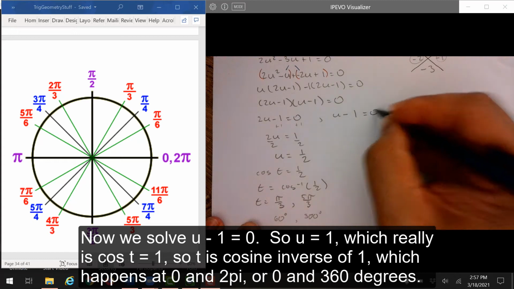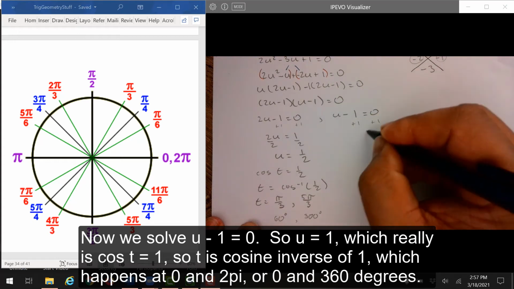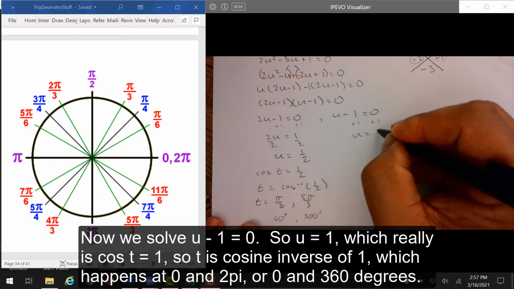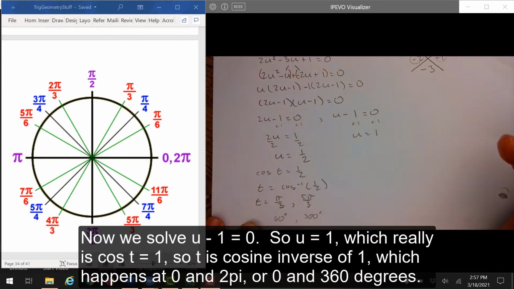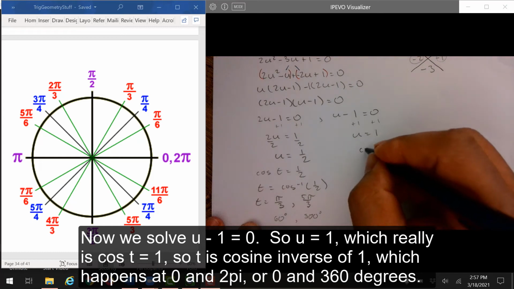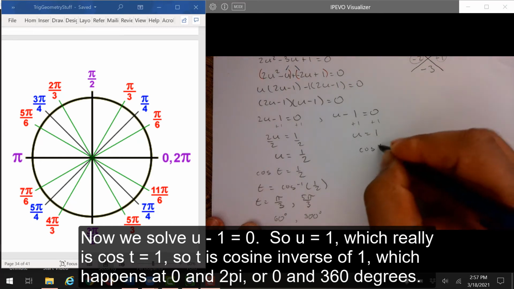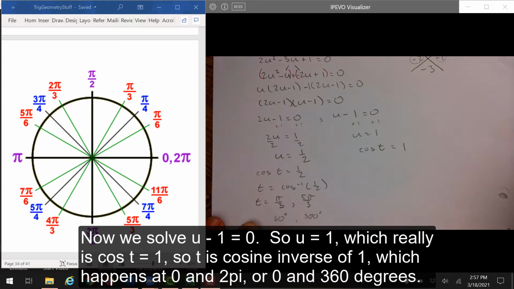Now we solve u minus 1 equal to 0. So u minus 1, which really is cosine t, equals 1. So t is cosine inverse of 1, which happens at 0 and 2 pi, or 0 and 360 degrees.